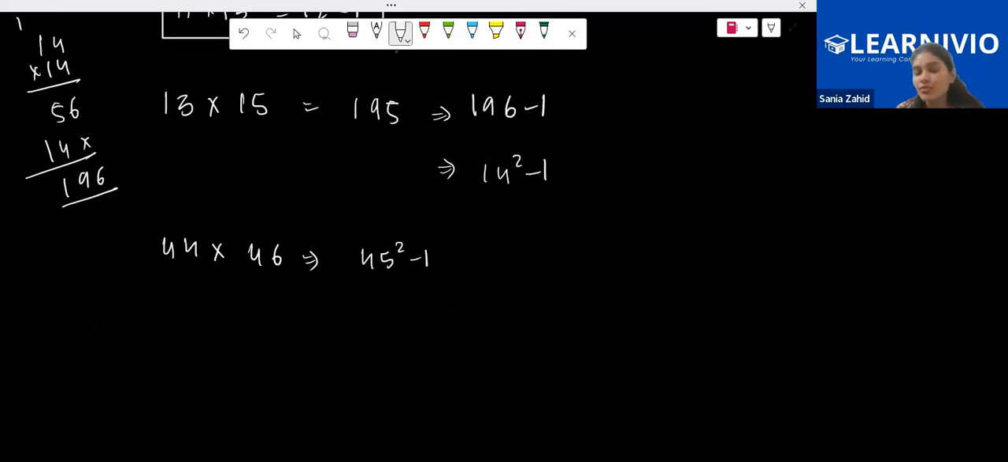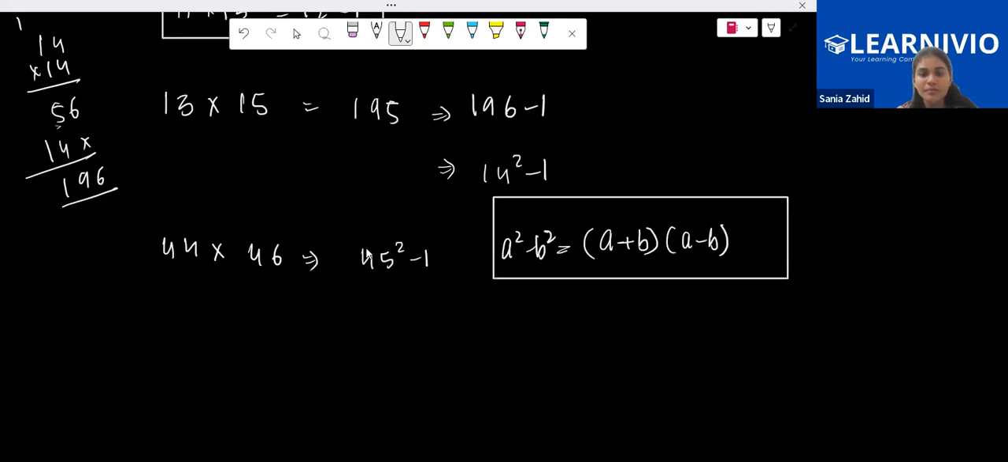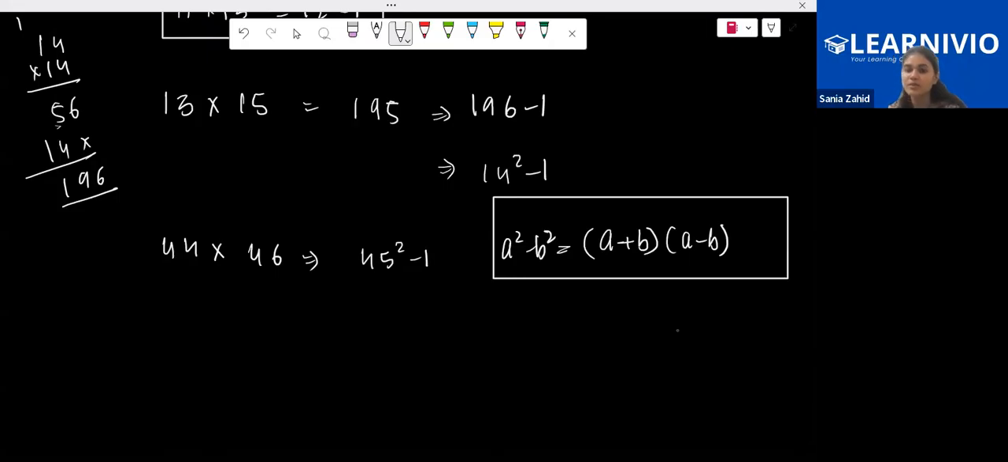Children, if you look very carefully, this is actually not a very different thing. This you've also studied in lower classes, in 7th standard. Have you studied this identity? A plus B, A minus B is equal to A square minus B square. Please tell me, children, have you studied this identity or not? In 7th standard it was there, in algebraic expressions.